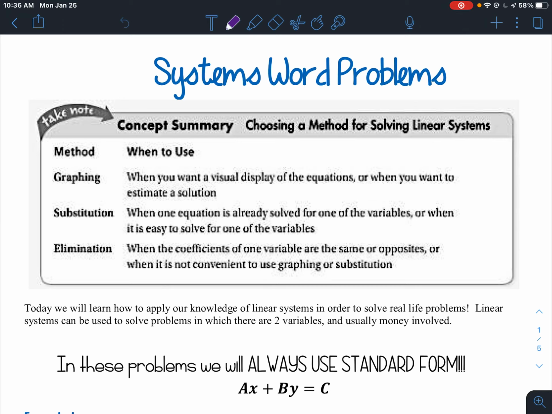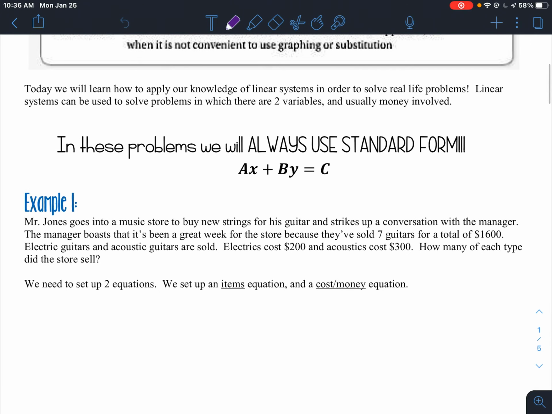Linear systems can be used to solve problems when there are two variables. Usually there's going to be money involved. In these problems that we're going to look at today, we will be using standard form, but we could use either standard form or slope-intercept form when we're solving.